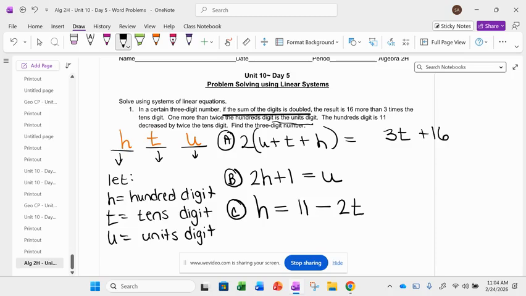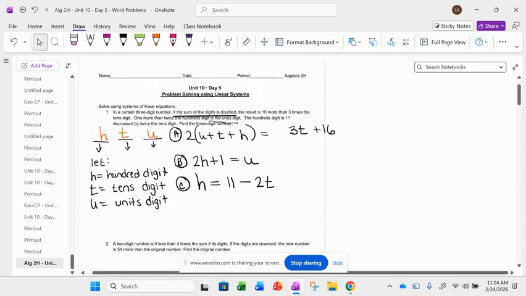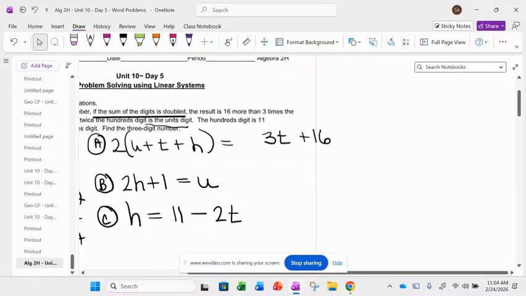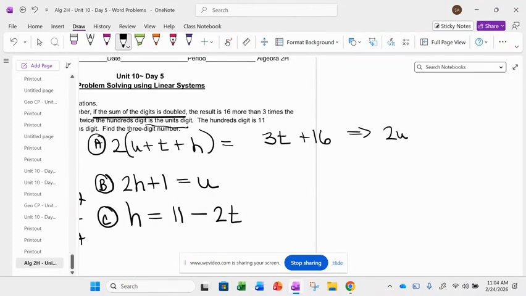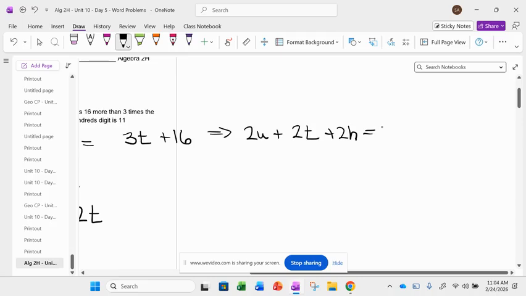Okay, so first thing I'm going to do is put this in a good format. If I'm using the calculator, or if I'm using Desmos, do we agree the format we want is sort of the same as elimination, where they line up the U's, the T's, and the H's, with any constant on the other side? So I'm going to have to manipulate these problems a little bit. For the first one, I'm going to distribute in that 2. So I have 2U plus 2T plus 2H is equal to 3T plus 16.